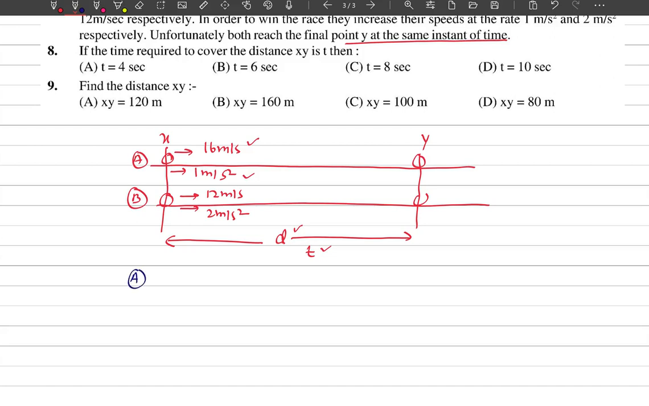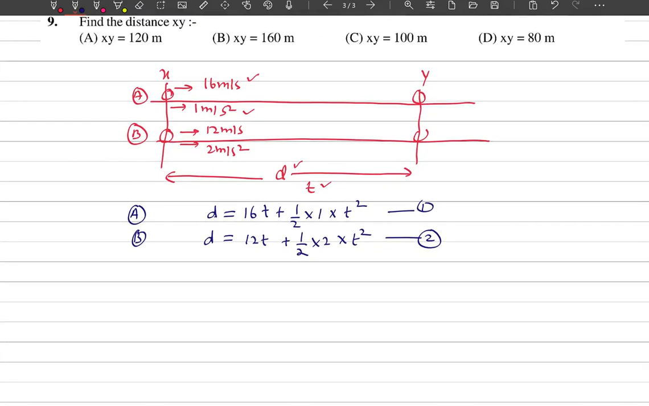For A, d equals to 16t plus half into a ke jagah pe 1 into t square. ठीक है, equation number 1. B को देखो, s equals to ut plus half at square में d equals to 12t plus half into 2 into t square. हमें ये दो इक्वेशन सॉल्व करके टाइम और d निकालना है.